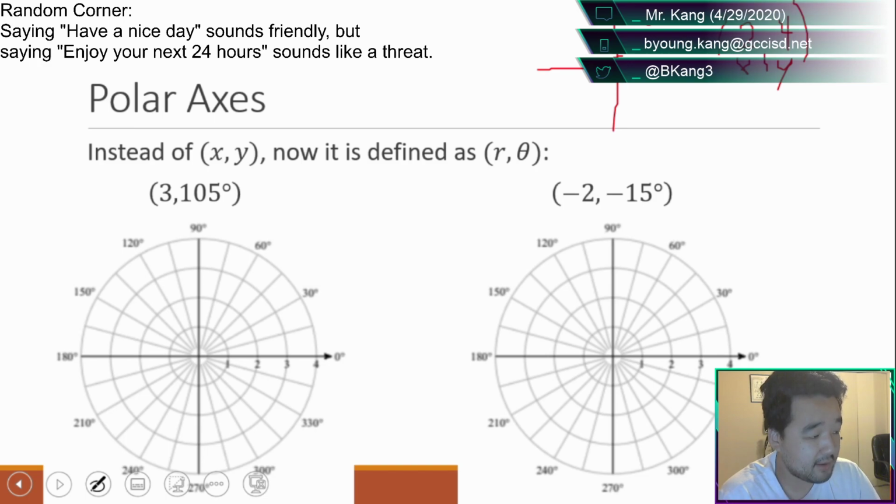So now instead of how far left and right, comma, how far up and down you go, polar coordinates are going to be r comma theta, where the first number is how far away from the origin you are, kind of like if you had to draw a circle, what would the radius of the circle be? That's what r stands for. And then theta is from 0 degrees, which we know 0 degrees is right here. From 0 degrees, how far do you turn?